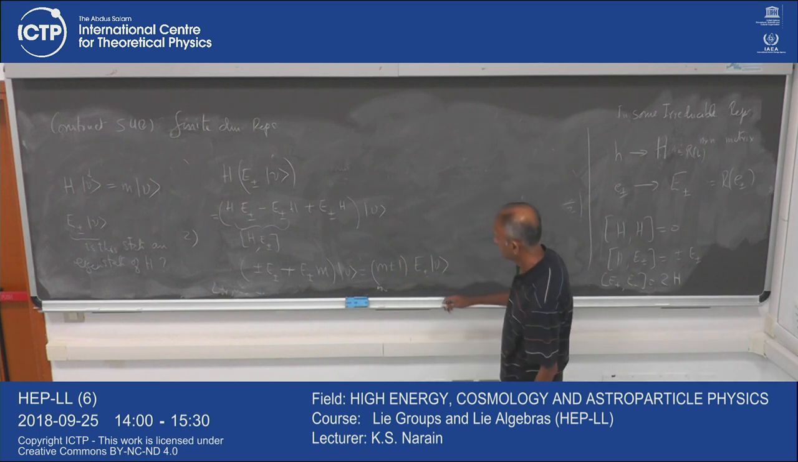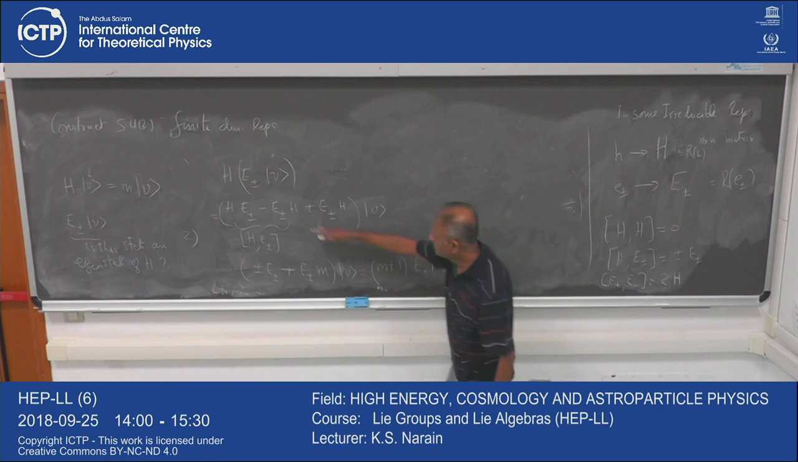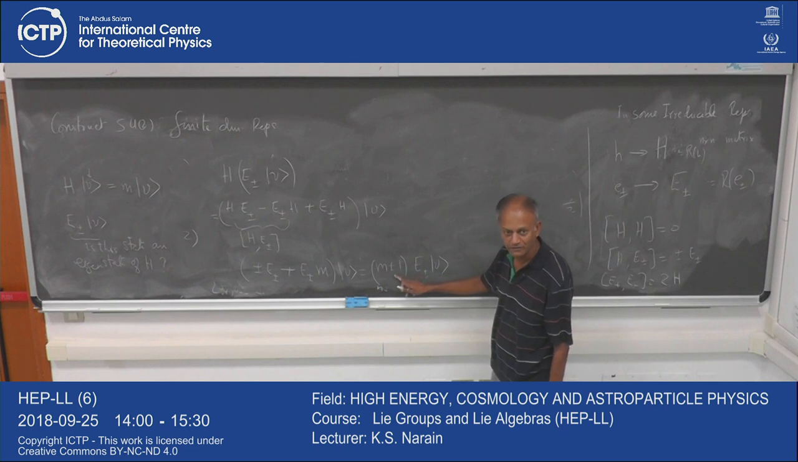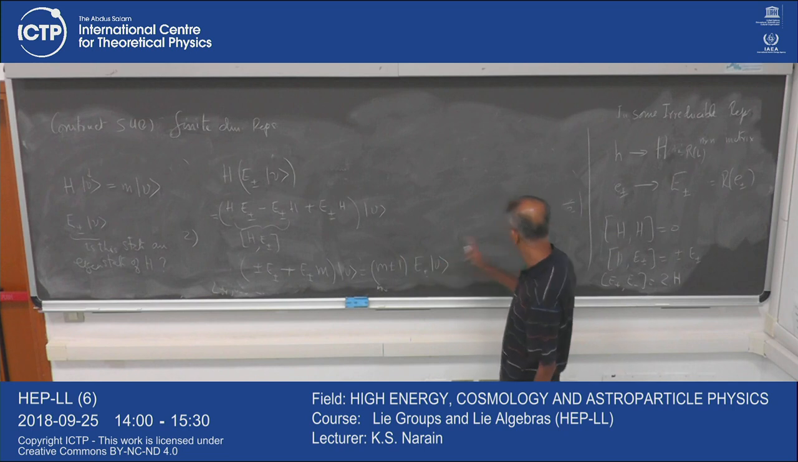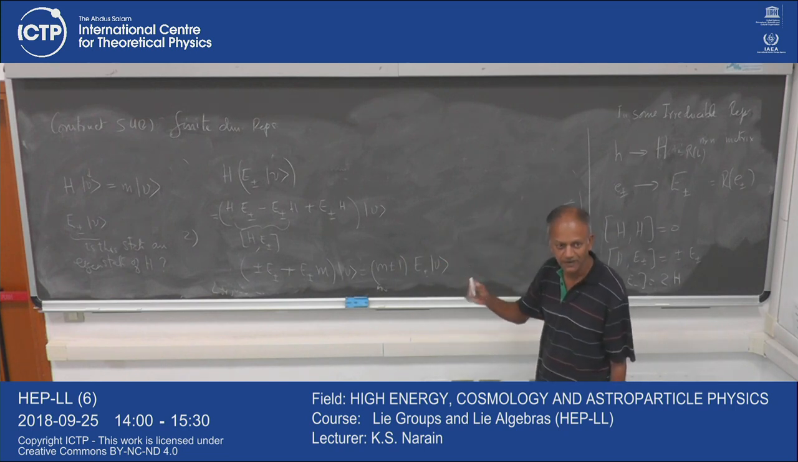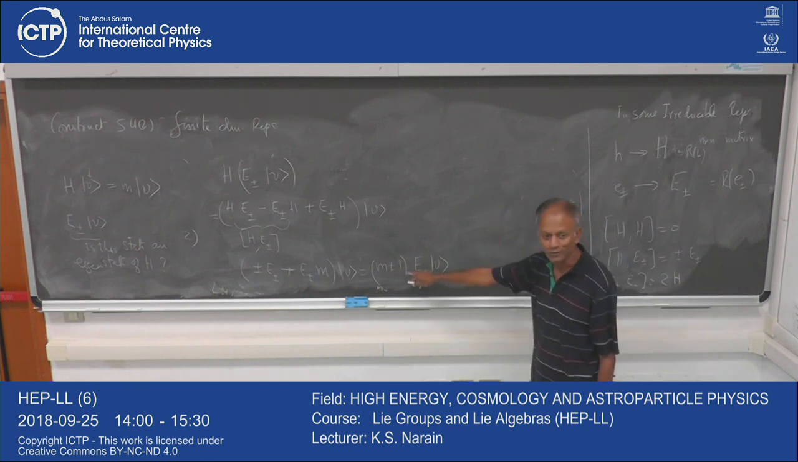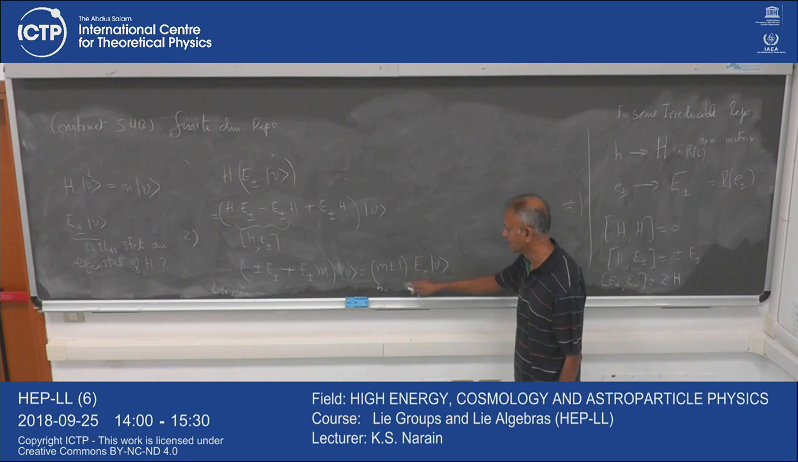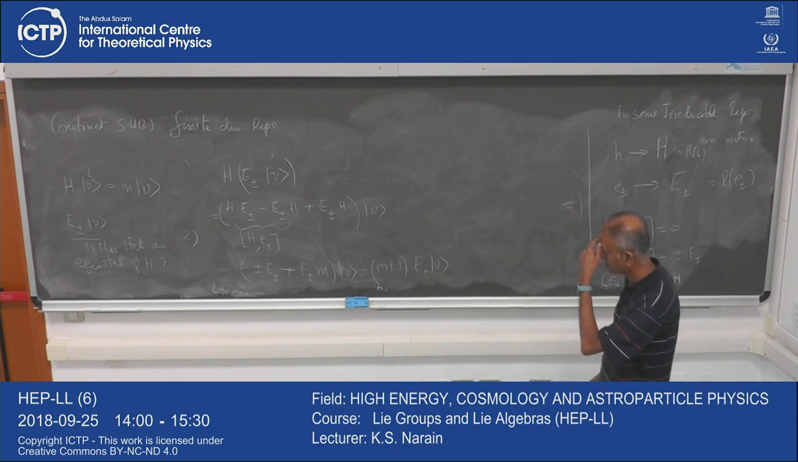So we see that basically what this E plus and E minus is doing is raising or lowering the eigenvalue of H by one unit. One unit because of the way we have normalized it. If we had used sigma 3, then it would be 2 units. That's the reason why I normalized by 2, so that by half, you have unit steps.